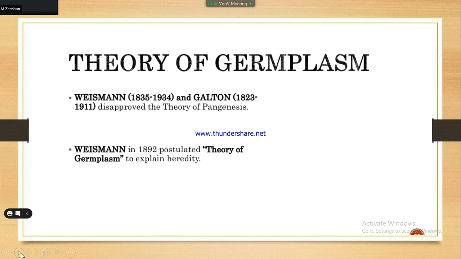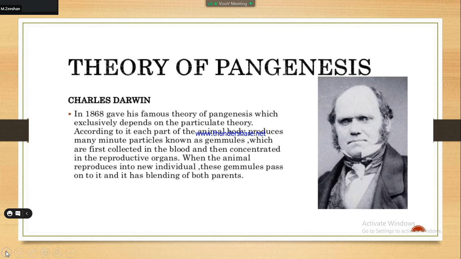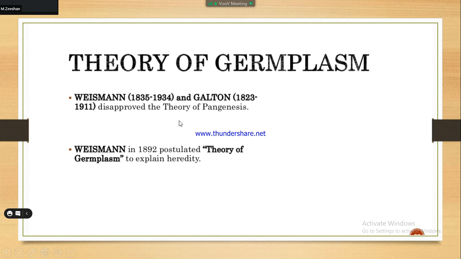Then there is the theory of germplasm. Weismann and Galton were the two scientists who disapproved of the theory of pangenesis, and Weismann in 1892 postulated the theory of germplasm. Basically, they disapproved of the theory of Charles Darwin and presented a new theory known as the theory of germplasm.